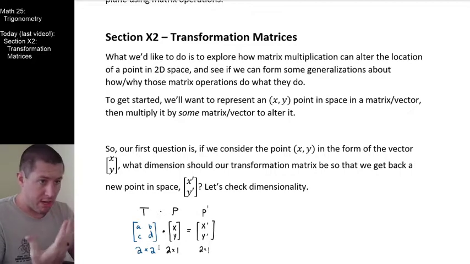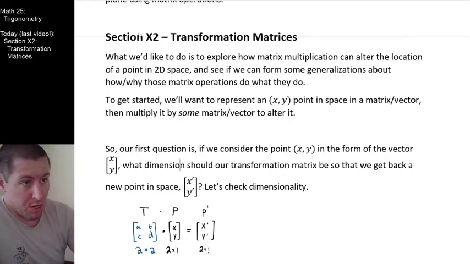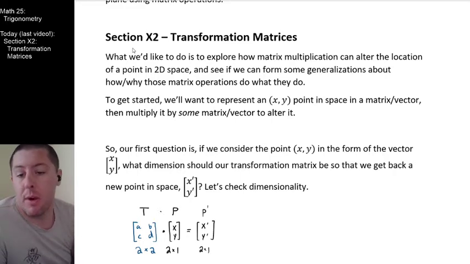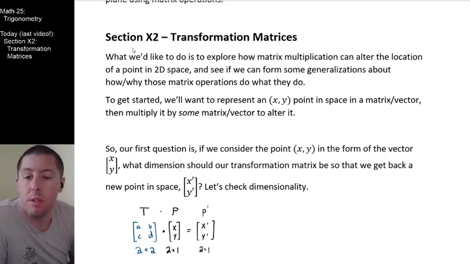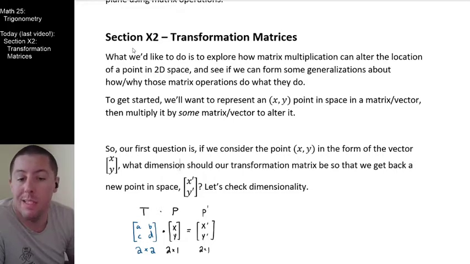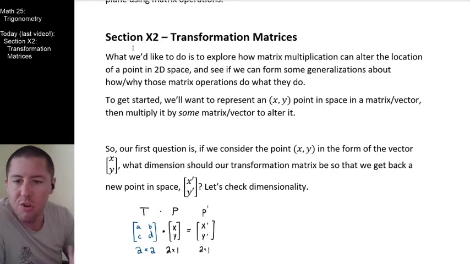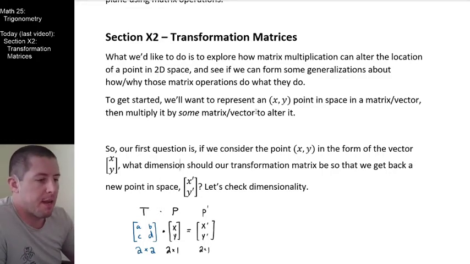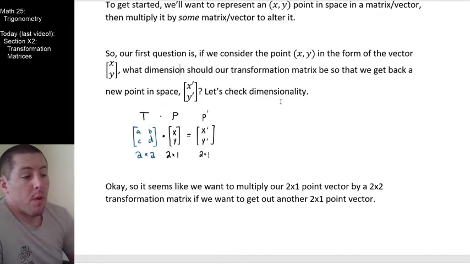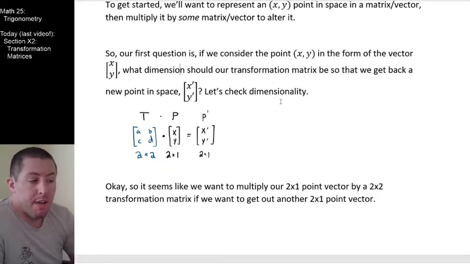So the first question we're even asking here is, how do we even know what size matrix to multiply some point by to transform it? And what I can now see is the only way you are going to multiply some matrix by a 2 by 1 to get back another 2 by 1 is if that something was a 2 by 2. We can do the dimension math right there to determine what must be the dimensionality of this unknown transformation matrix that we're going to want to look at today. So it seems like we want to multiply our 2 by 1 point vector by a 2 by 2 transformation matrix if we want to get out another 2 by 1 point vector right there.